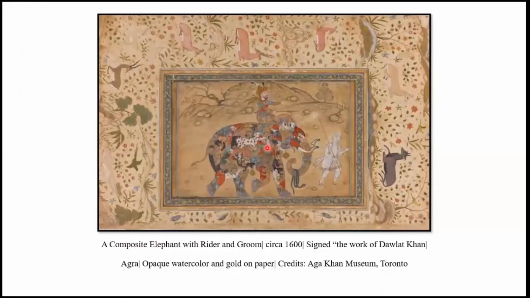Now coming to the Deccan style, this is a composite elephant with a rider and a groom. Similar, this is a Pashu Kunjar, multiple animals and also human figures create the form of the elephant.